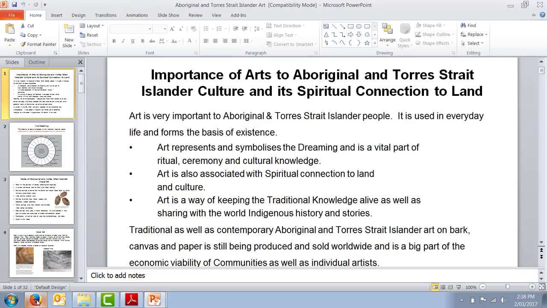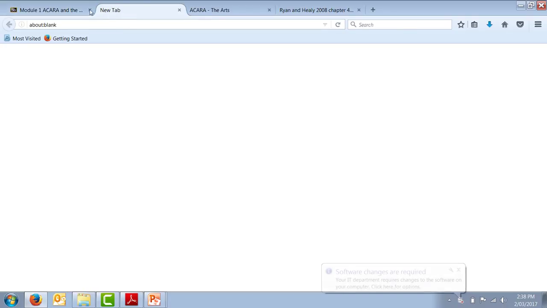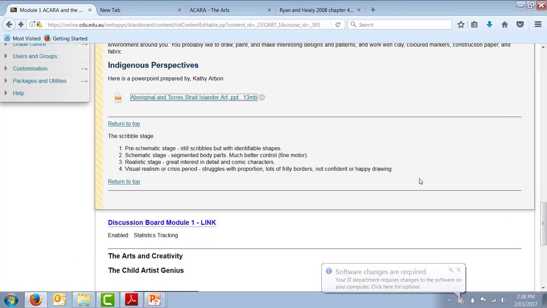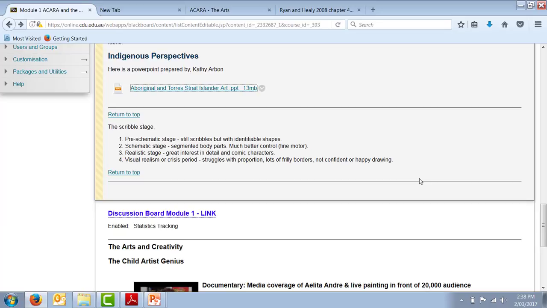So if we head back over to LearnLine, we go down to the scribble stage. I want you just to consider for a moment the scribble stage. If we look at the 4 different stages of the scribble stage, you've got the pre-schematic stage, so the early years child still scribbles but with identifiable shapes. The schematic stage, with segmented body parts and much better control. So that's the fine motor control I talked about a little bit earlier. Number 3, the realistic stage, great interest in detail and comic characters, and then the visual realism or crisis period, so struggles with proportion. There's lots of frilly borders and the child is not confident or happy drawing.